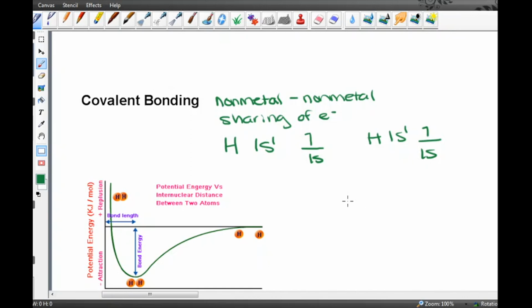So we're always trying to satisfy this octet rule. Well, in the case of hydrogen, a duet rule. So I want you guys to think about these things when you're thinking about bonding. Also be thinking about the quantum mechanics involved.